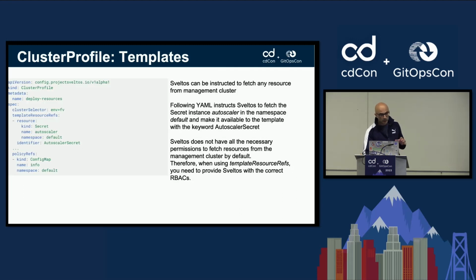But we don't know all the possible use cases. So Sveltos can also be instructed to fetch any resources which are present in the managed cluster and use those values to instantiate the add-ons before deploying them. So in this example, we are asking to get a secret which is present in the default namespace, called autoscaler, and identify this resource with the key autoscaler secret. So if the config map contains a template, this template, simply using this autoscaler secret, can fetch any value which is present in this secret. And this is true for any resource that is present in the management cluster.